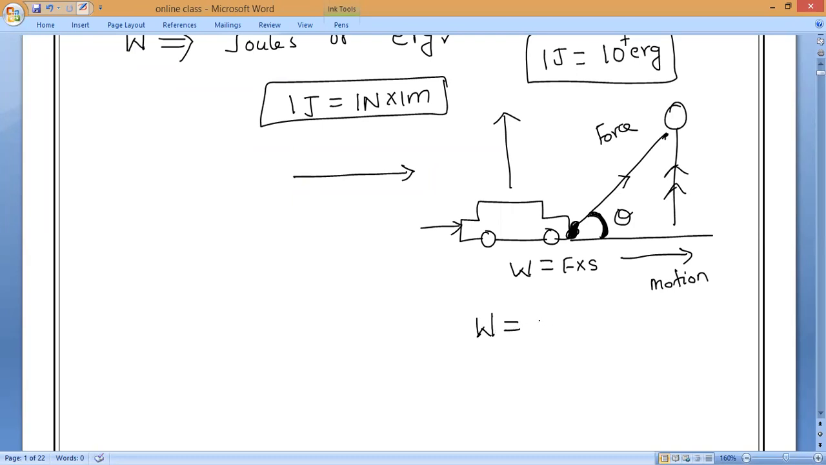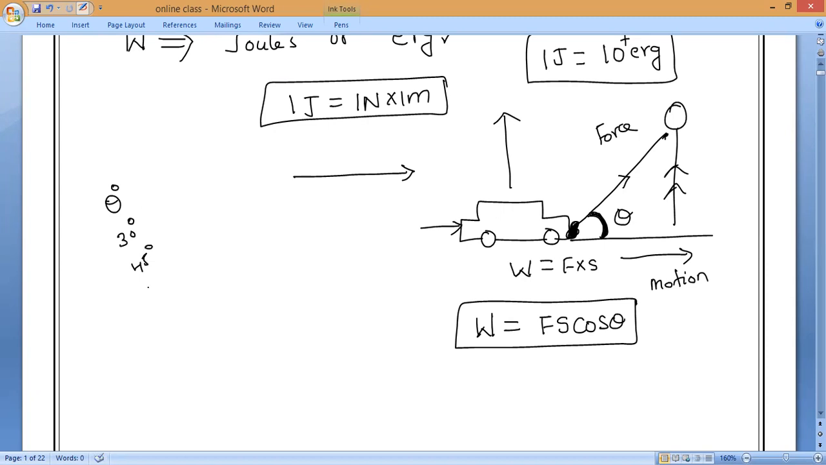What is the formula? Harish? F S cos theta. Is it right or wrong? Now for this cos theta, I have given you the values for theta: 0 degrees, 30 degrees, 45 degrees, 60 degrees, 90 degrees, and also 180 degrees. For 180 degrees, today I will teach you the types of work, and by that time you will understand.